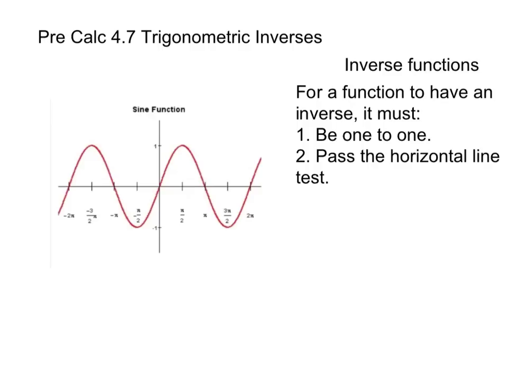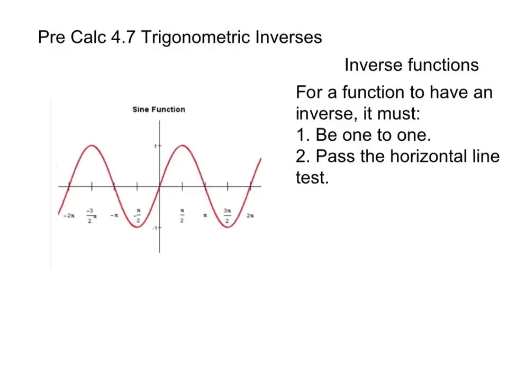And so what that would mean is if I draw a horizontal line through the function, in order for this function that I have written here to have an inverse, it would only pass through one point. Well, you can see right here it fails it miserably. And so the sine function, as it's written, does not have an inverse function.